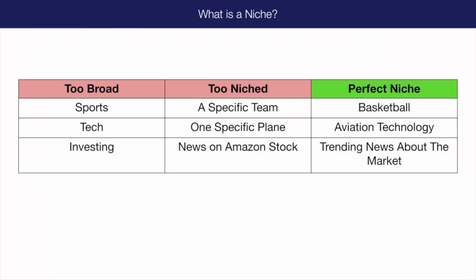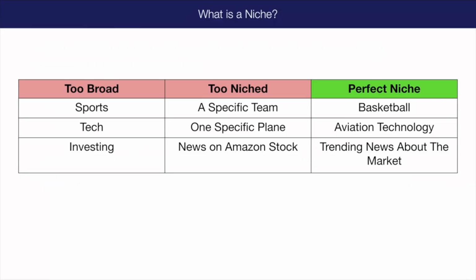Meanwhile, on the flip side, something that is too niche is a specific sports team. So for example, let's say a basketball team, the Golden State Warriors. If you only created content about the Golden State Warriors, guess what? Maybe you won't have a large enough audience that actually comes to your channel to watch the videos, and thus you won't be as profitable.